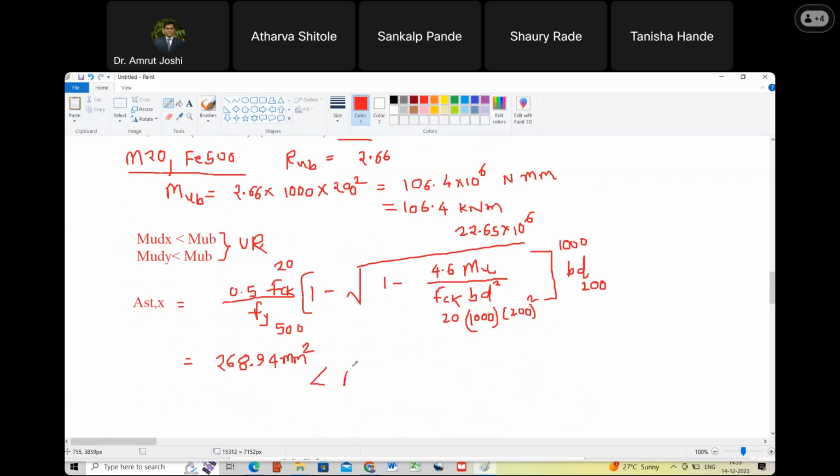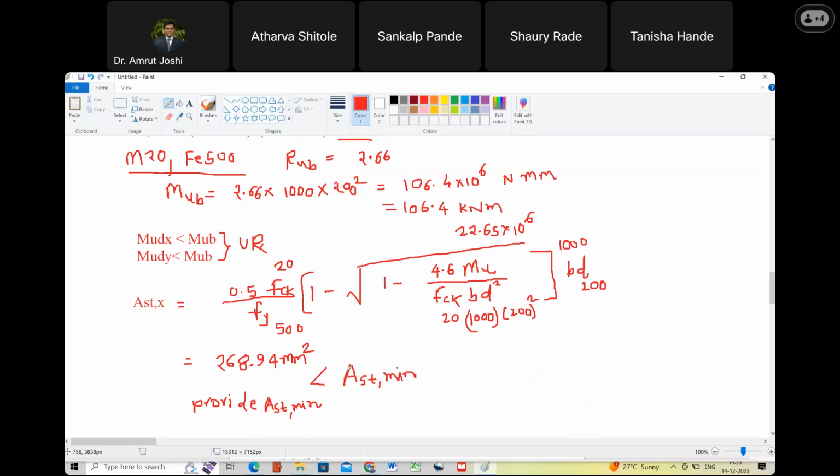This is less than AST minimum. So we cannot provide steel less than AST minimum. So we have to provide AST minimum. So therefore provide AST minimum. Are you with me?